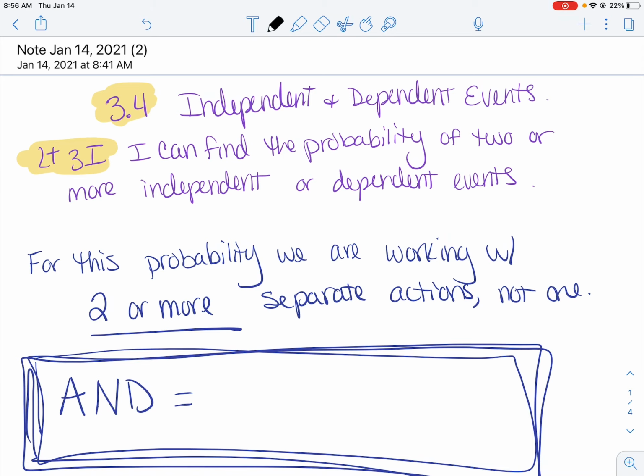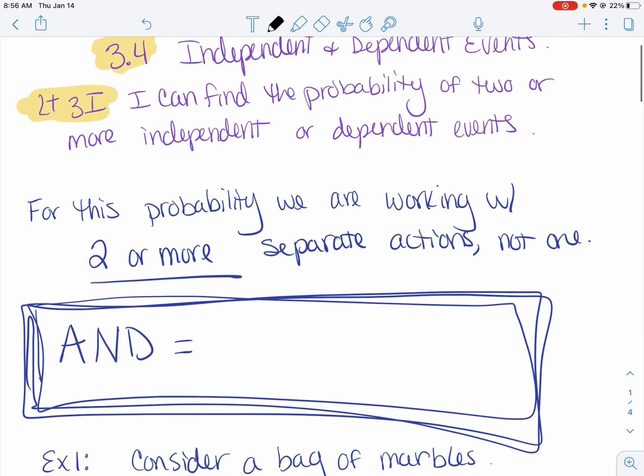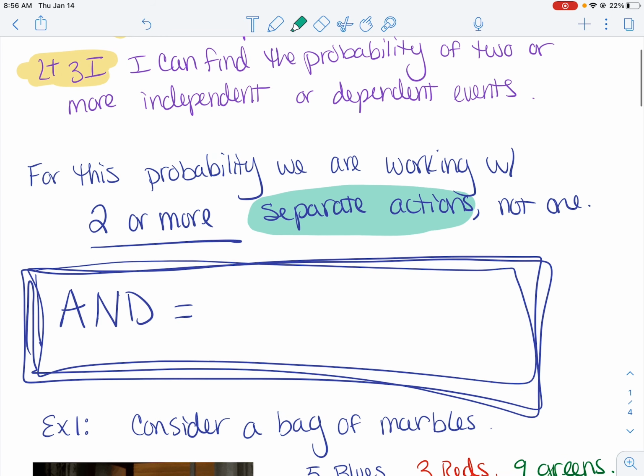So we're finding the probability of two or more separate events, but we're also doing two or more separate actions to get those, okay? So for this probability, we're working with separate actions. So keep that in mind. It's not just one motion or one action, it's more than one. And we're gonna see the word and a lot, okay?